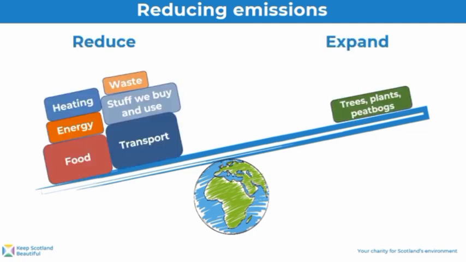In terms of EcoSchools, this means that we can work on reducing emissions from heating, energy, food, waste, the stuff we buy and use, and transport. We can also work on expanding the absorption of greenhouse gases by trees, peat bogs, and underwater forests.